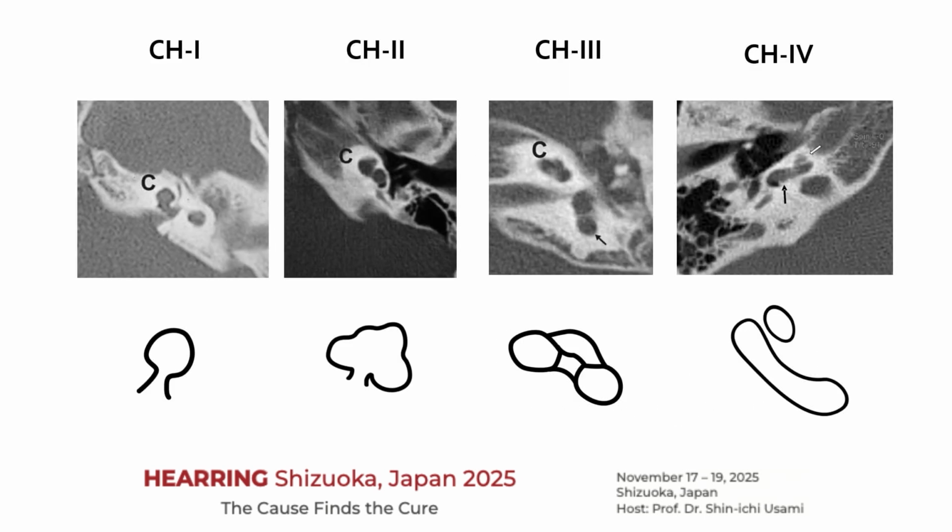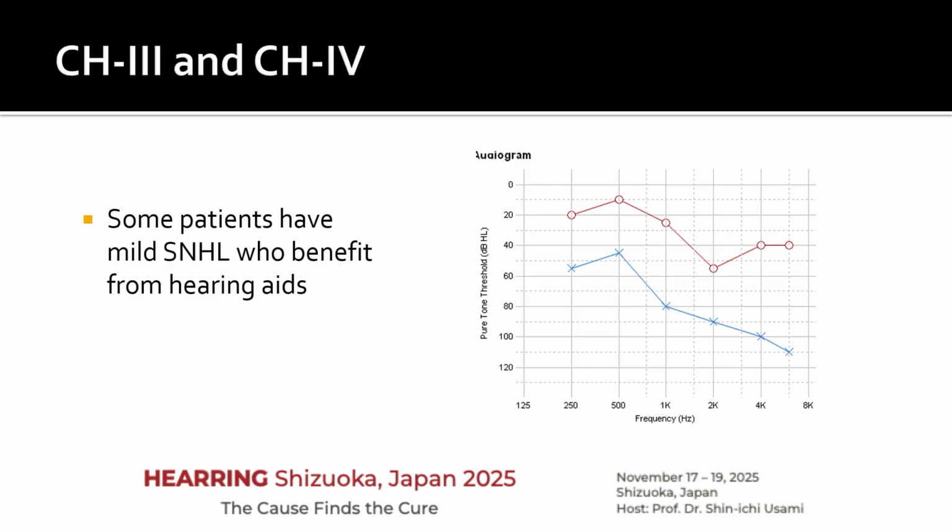Just to go back, type 1 is just a small bud, usually associated with cochlear nerve aplasia and hypoplasia. Type 2 looks like a smaller form of incomplete partition type 1, a cystic cochlea, and type 3 is also known as the 1.5 turn cochlea. And type 4 is very interesting: a fully developed basal turn and shrunken mid and apical turns.